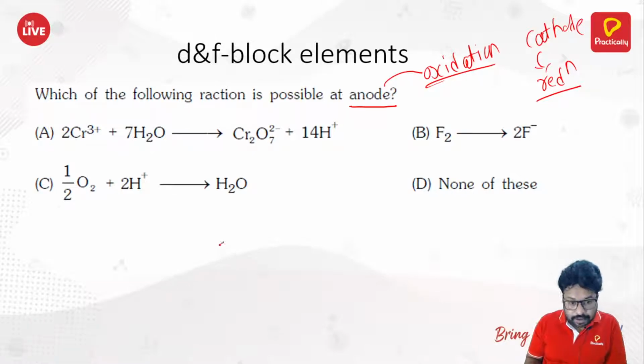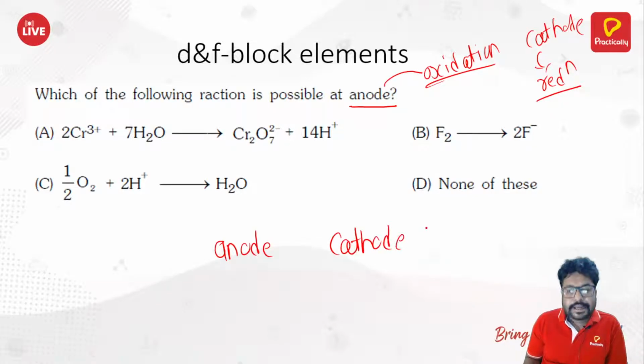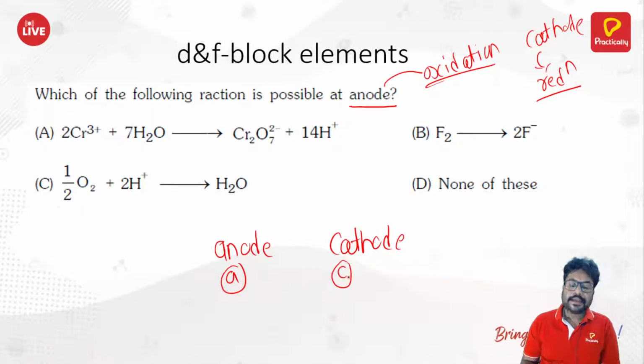How can we remember? First write anode, then write cathode. Then take the very first letter of both the processes. The very first letter of anode is A, and the very first letter of cathode is C. Now between A and C, which comes alphabetically first? A comes alphabetically first, right? So you name this as 1, you name this as 2.